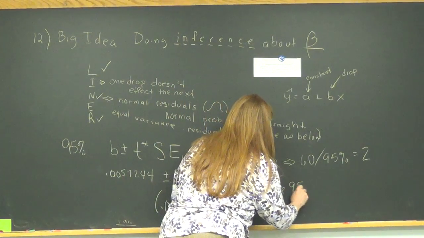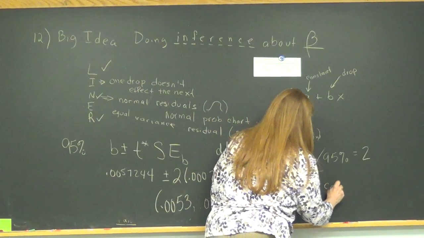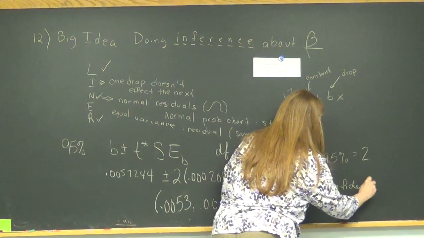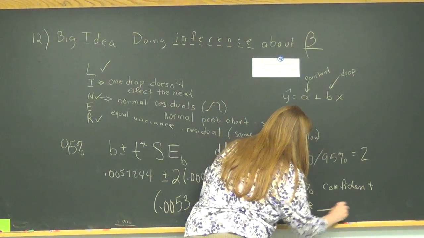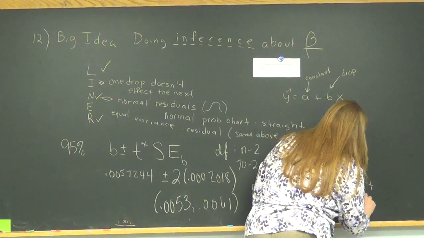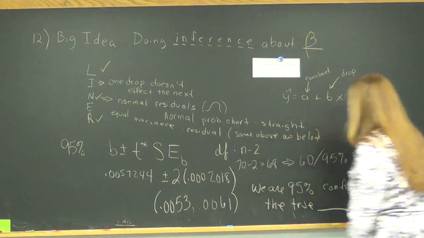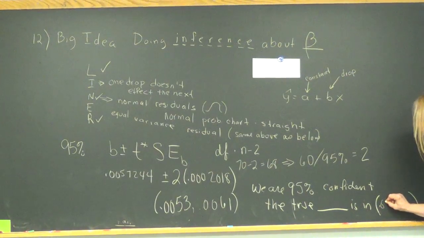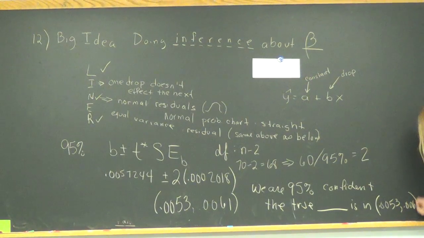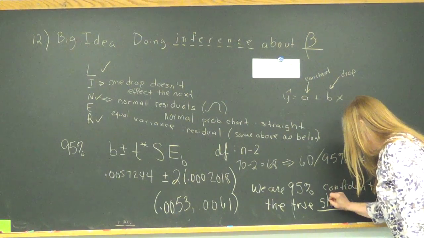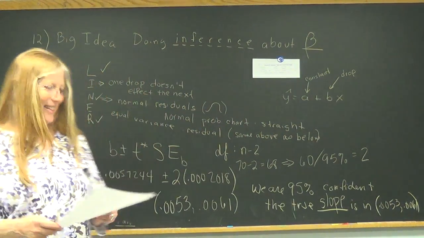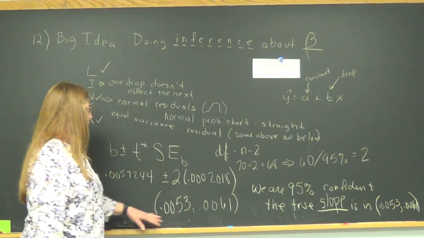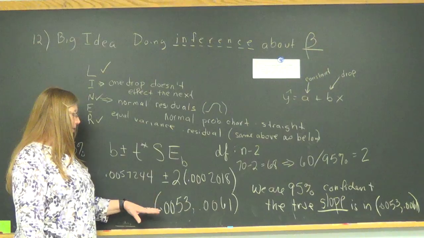Think about that. We are 95% confident that the true what lies in that interval? The true beta parameter. Well, what's beta stand for? Is it residual? No. Is it slope? Oh, yeah, we did say that. So know what you're looking for. It helps to know when you found it. Alright, 0.0053, 0.0061, the true slope of that relationship.